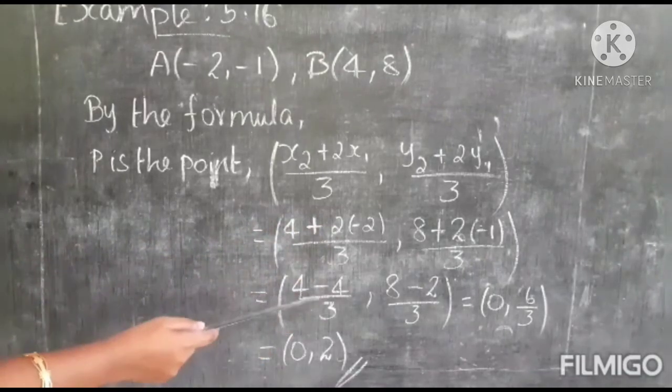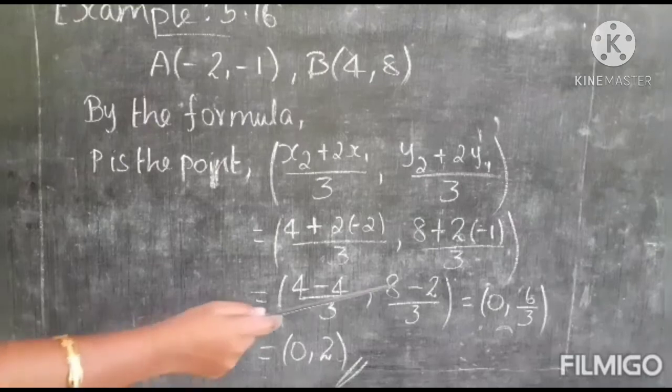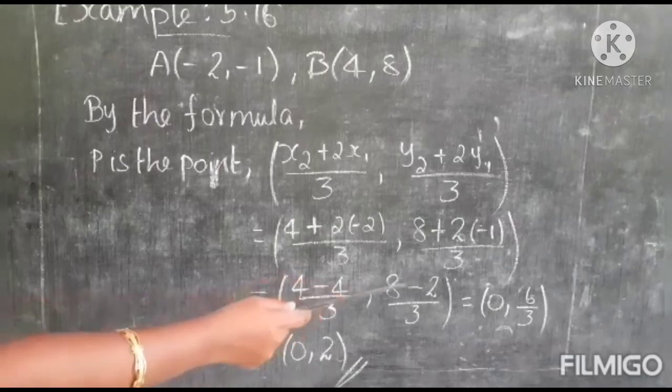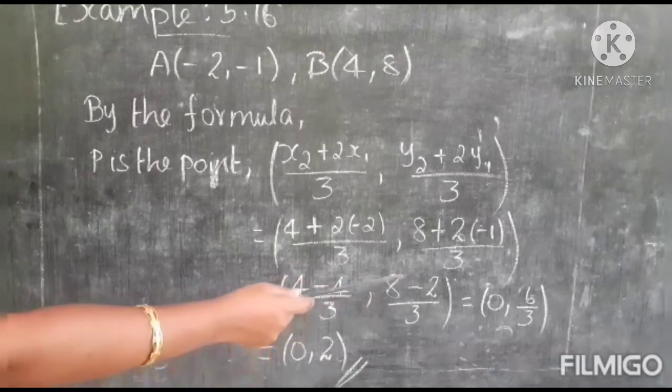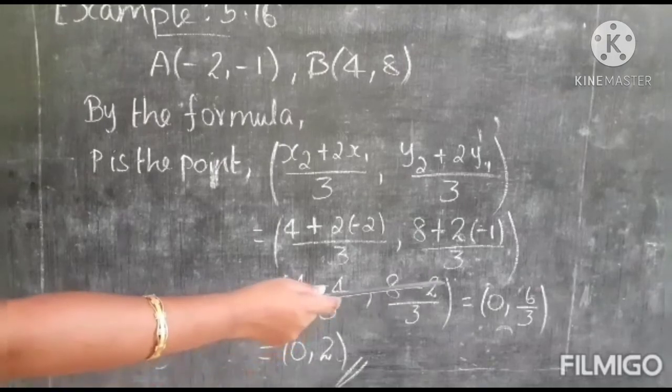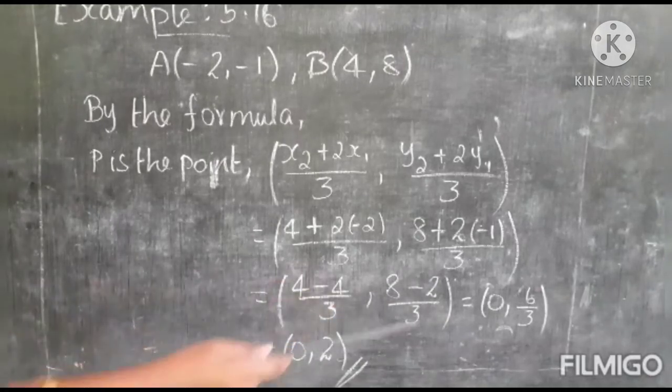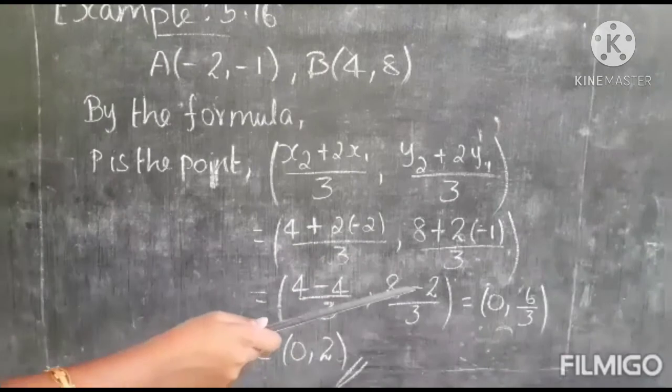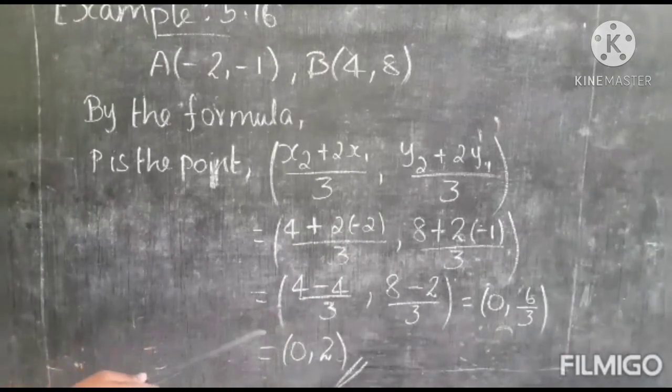4 minus 4 is 0, 0 by 3 is 0, comma 8 minus 2 is 6, that is 6 by 3. Dividing 6 by 3 we get 2. Therefore P is the point (0, 2).